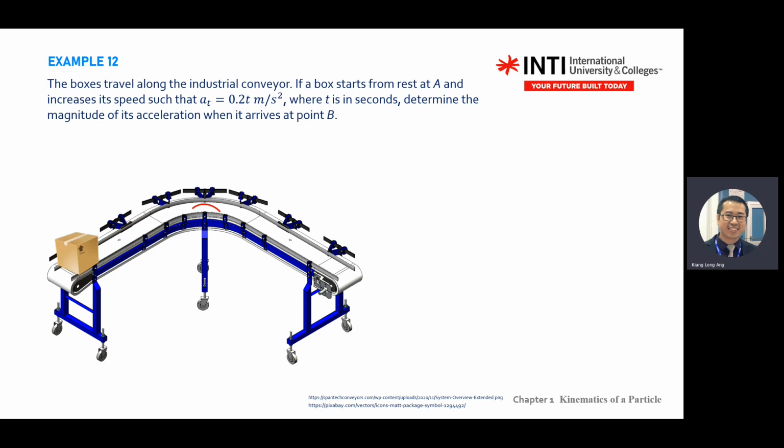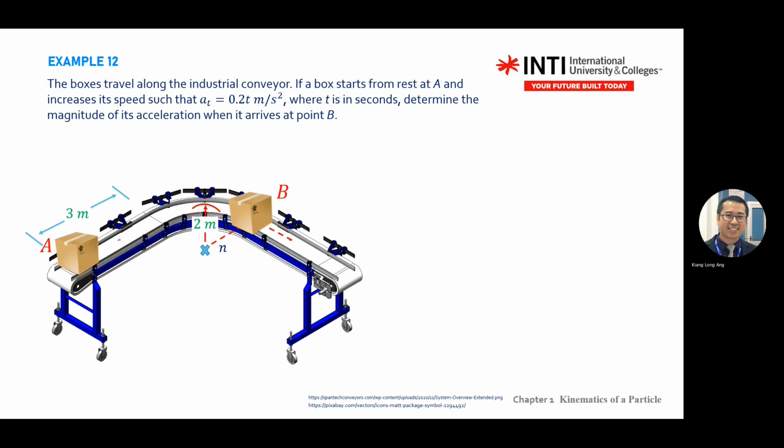This is a conveyor question that you see in the industry problem. There's a box traveling on the conveyor. The box starts from rest at A. I give you all the diagram. At A, it increases its speed such that AT equals 0.2 t, in meters per second squared. Determine the magnitude of acceleration when it arrives at point B here. You have a linear motion, a curvature motion.